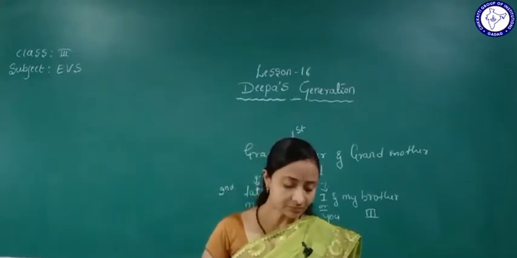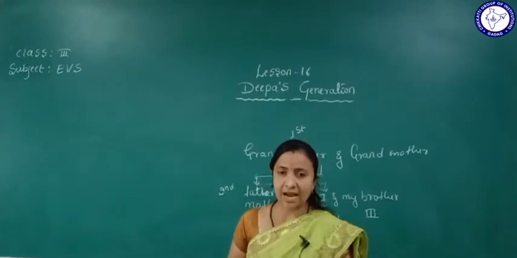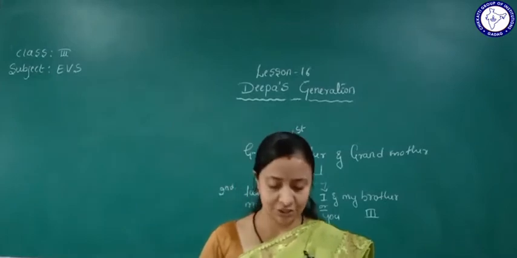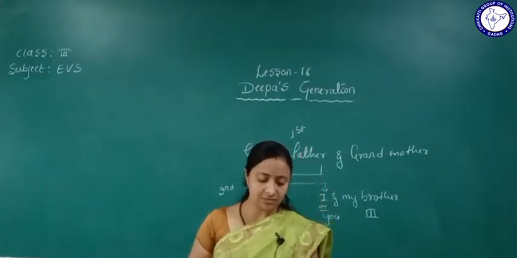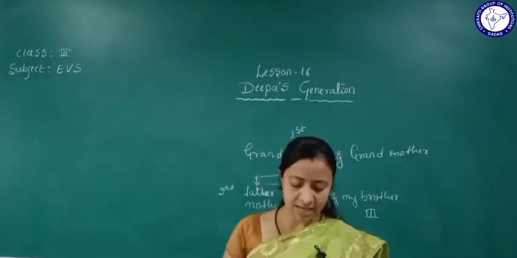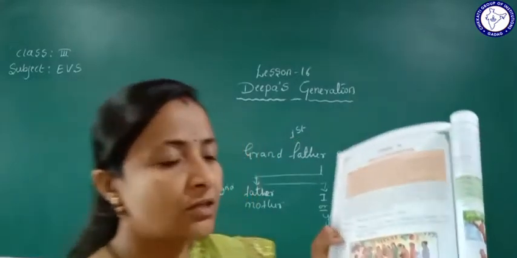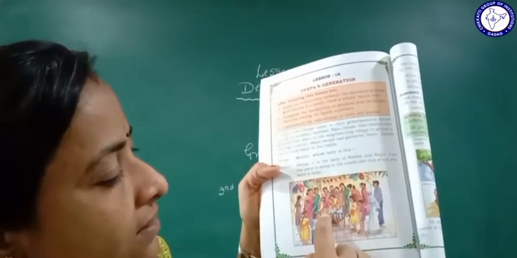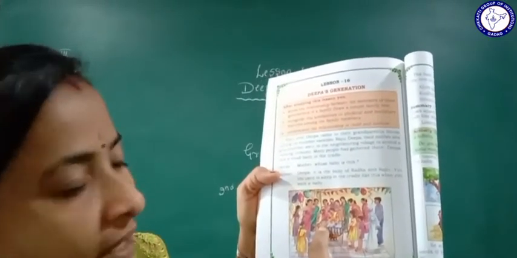So many people had gathered there. Many people are gathered in that function. Deepa saw a small baby in the cradle. See here, all the people are gathered here. Deepa sees a small baby in the cradle.